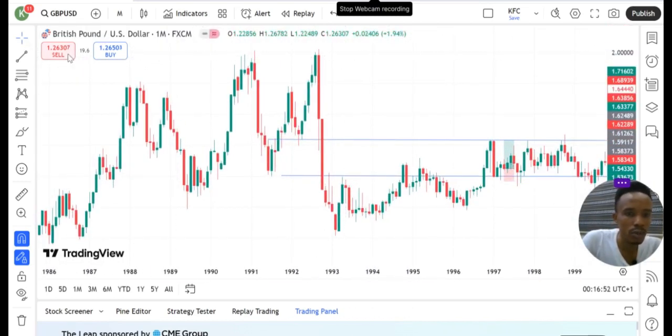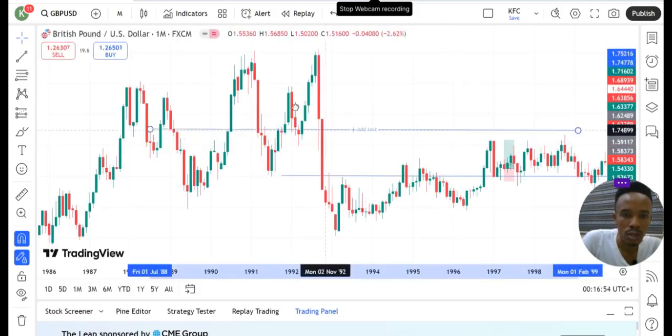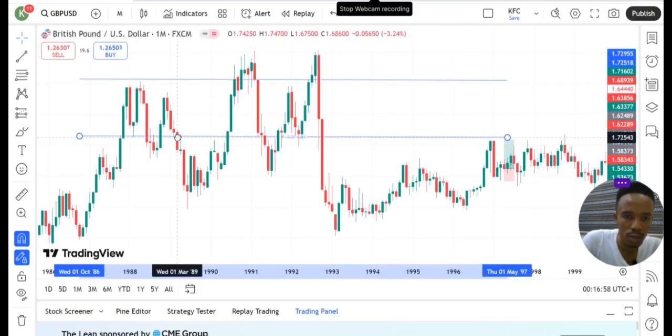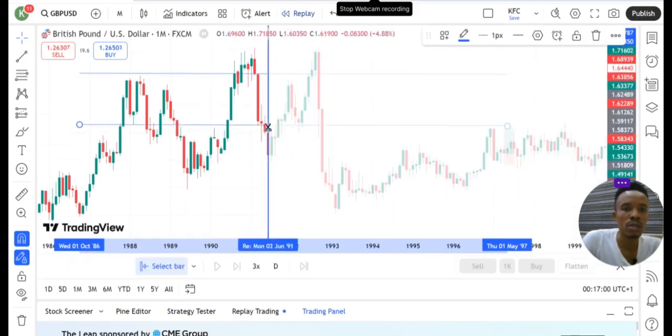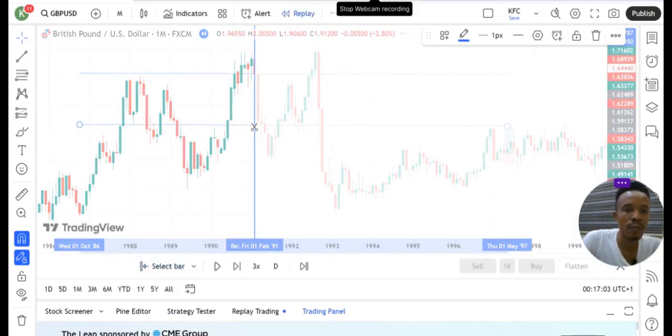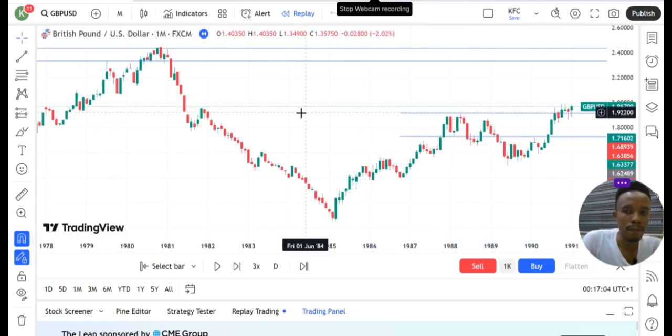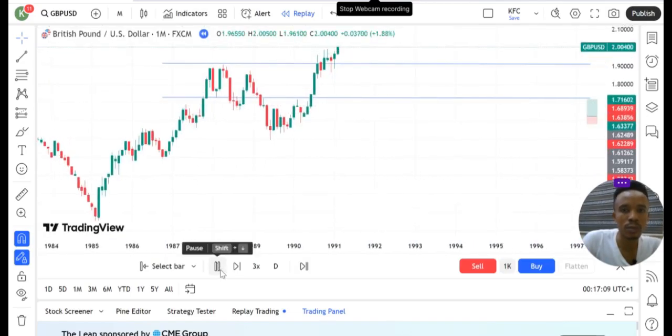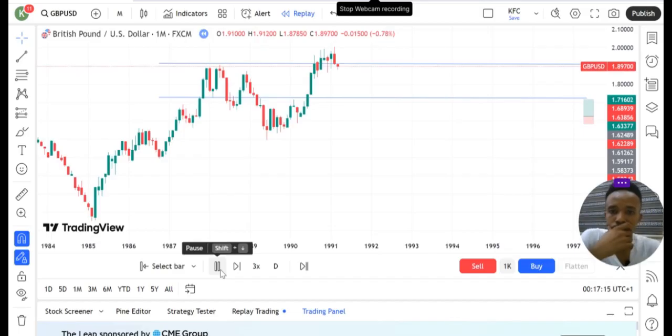Okay, so let's take this one. Let's take this one from here and this one from here. Okay, so we're going to replay from here. So let's form the candle fully before we go to that, even though I've already drawn the line. But let me show you the candle. So that's the full candle.